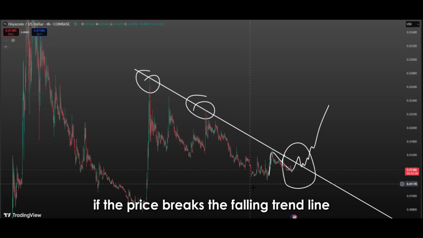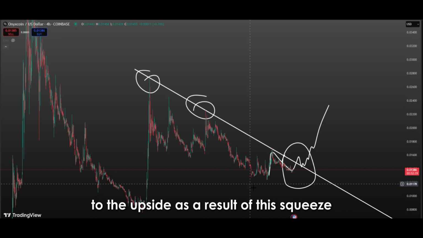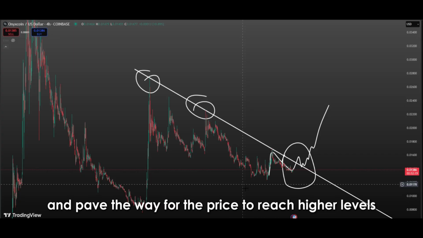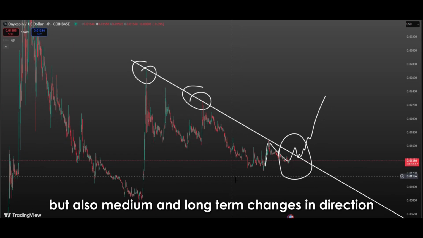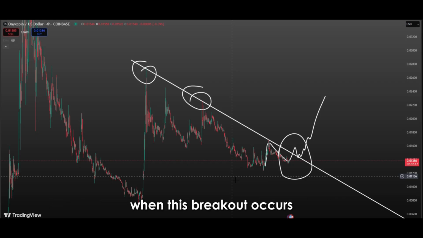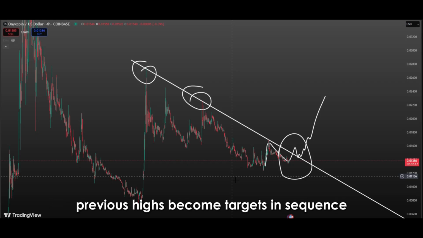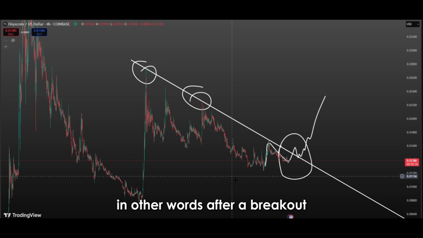If the price breaks the falling trend line to the upside as a result of this squeeze, this could be considered a trend reversal and pave the way for the price to reach higher levels. Breaking downtrends often heralds not only short-term, but also medium and long-term changes in direction. When this breakout occurs, previous highs become targets in sequence. In other words, after a breakout, the price may first test the recent low, and if this level is passed, higher targets may be on the agenda.